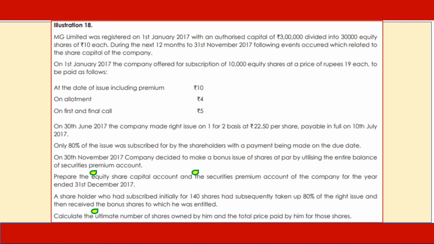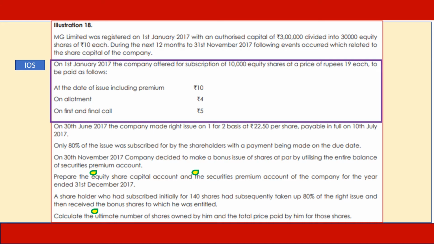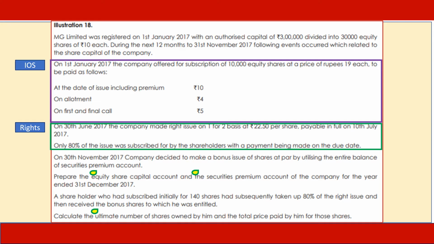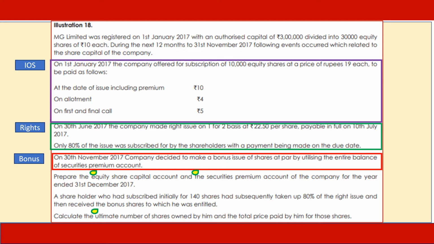Illustration 18 is quite interesting. It deals with the issue of shares and gives the components of price and premium, and subsequently there is a rights issue after the initial offer of shares. And once the rights issue is over, there is a bonus issue. Therefore, this is a combination of initial issue, rights issue, and bonus issue.